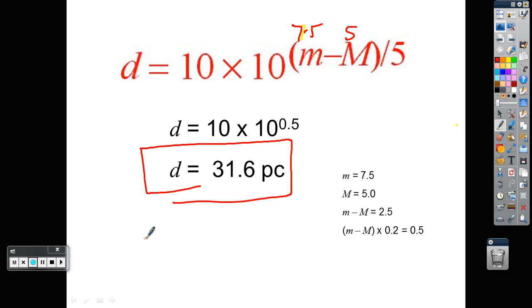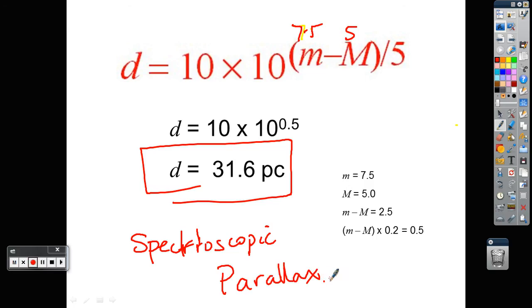So using this method, this is called the spectroscopic parallax. I think I spelled spectroscopic wrong. Okay, it doesn't matter if we use photometry, it's still called spectroscopic parallax. Okay, thank you very much.